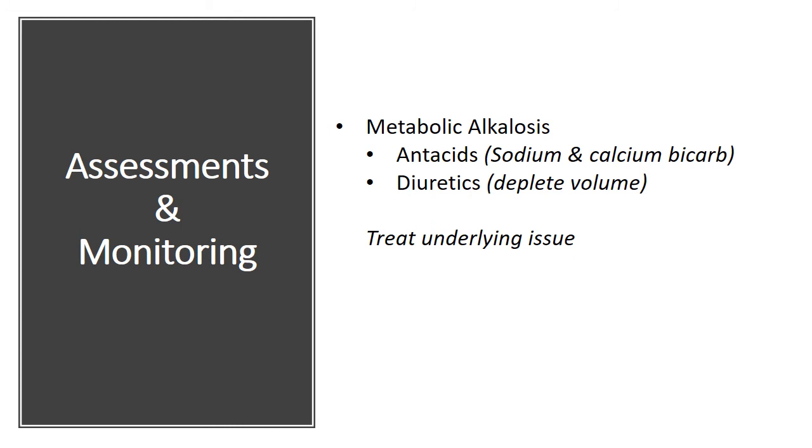With metabolic alkalosis, some things that you may discover in the patient's history would be the patient might be on antacids, and those antacids are full of sodium and calcium bicarb, hence they're an antacid. They try to make you less acidic. So to be less acidic would make you more alkalotic. So if they're taking too much of that on top of any kind of underlying issue, it's going to make them extremely alkalotic. Or the patient might be on a diuretic.